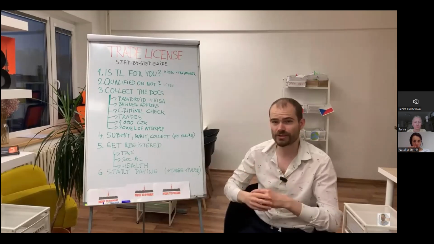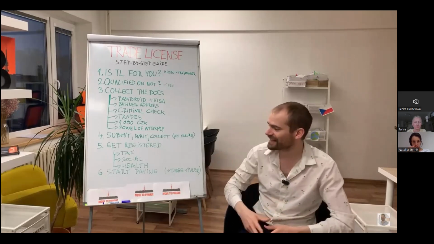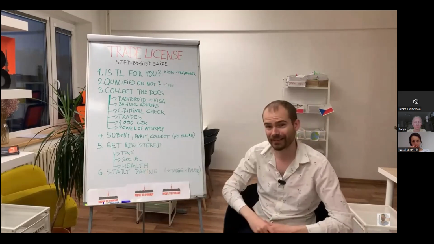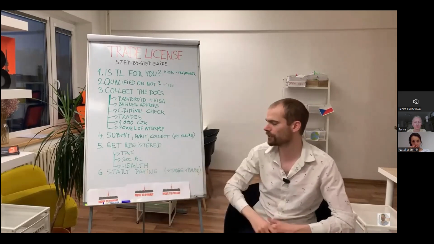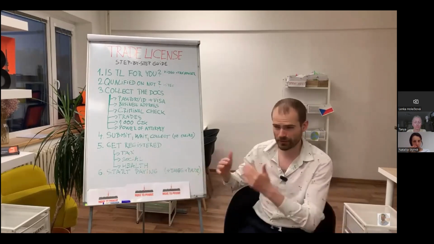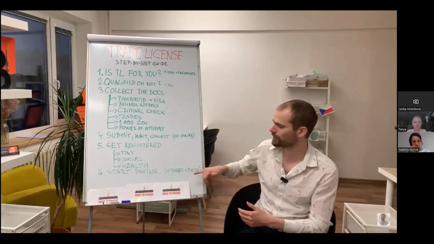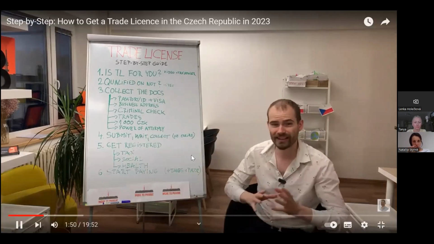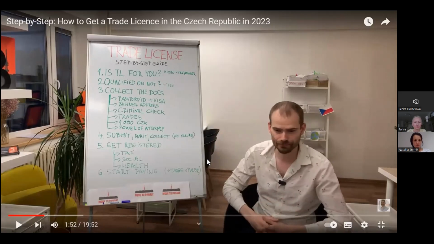So that's usually the social security, and then income tax at the end of the year. In some cases also the healthcare on a monthly basis. And don't forget to do your taxes. And then within the full video, I will also be talking more about pausing and canceling the trade license.